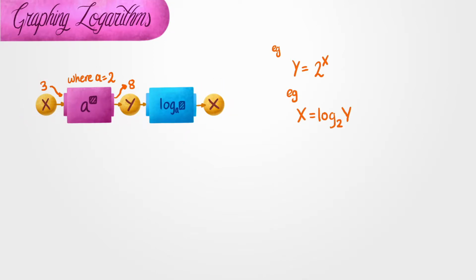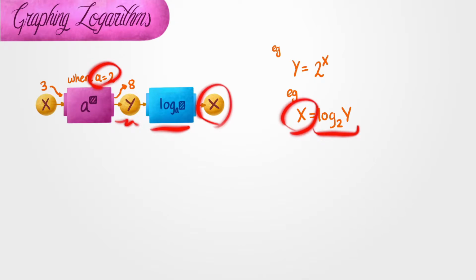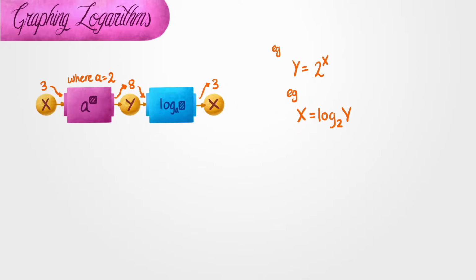So if we use the same example, where a is equal to 2, then we can see that y goes into log, so you get the log base 2 of y, and the result is just x. So if we put the number 8 back into the log base 2, then we'll end up with the number 3, which is what we started with right at the beginning.